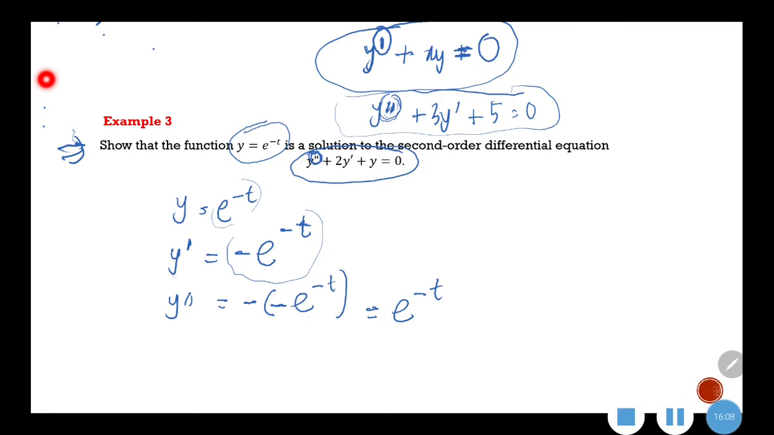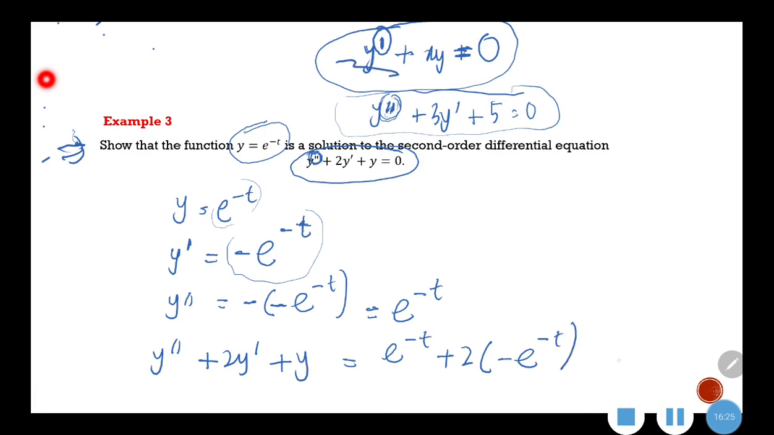Having this, we substitute it into this differential equation. What is our y double prime? It is e to the power of negative t, plus 2 y prime. What is our y prime? Our y prime is negative e to the power of negative t. And what is our y? Our y is this, e to the power of negative t. So see what you get.